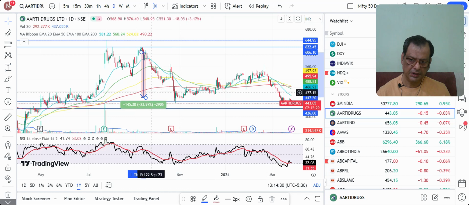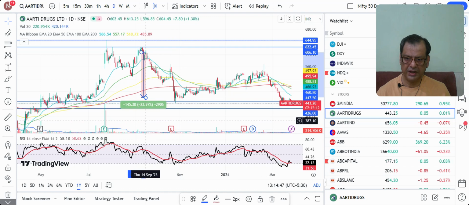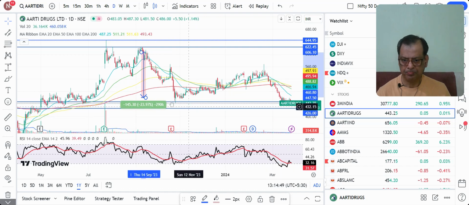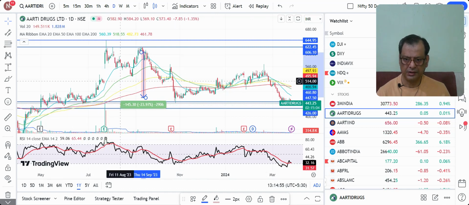So this is how you would use resistance to short, because we're talking swing trading here on the daily time frame. You would short here, and your target would be a few rupees above the demand zone. Now, what about if you want to go long? How would you do it?